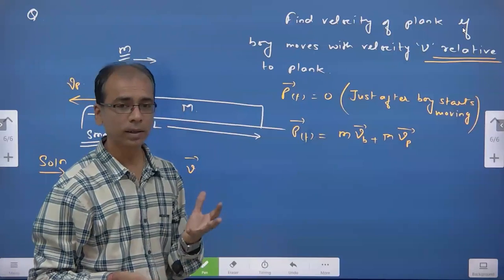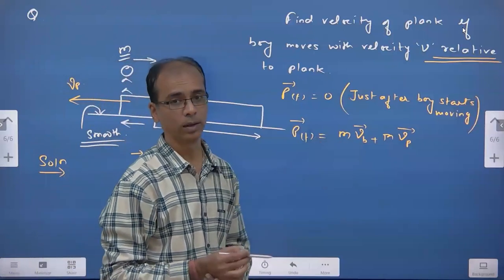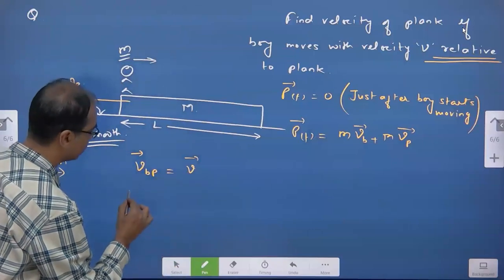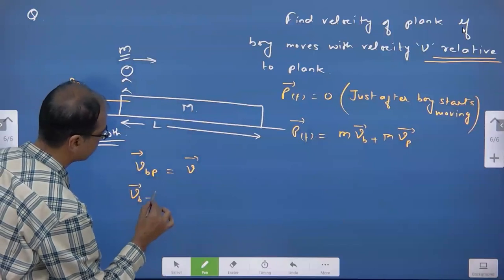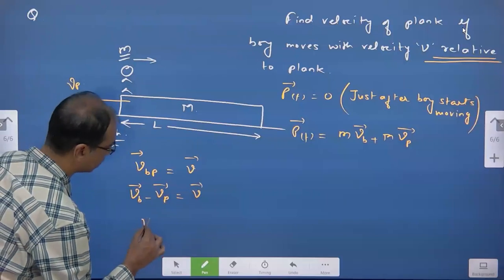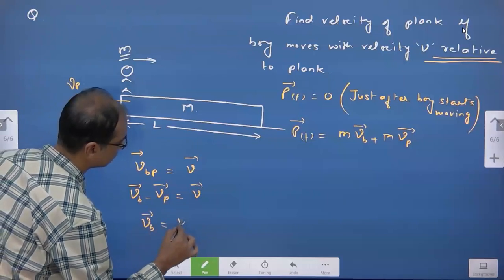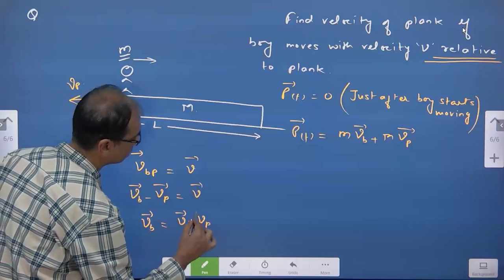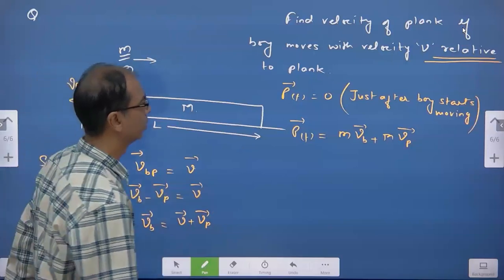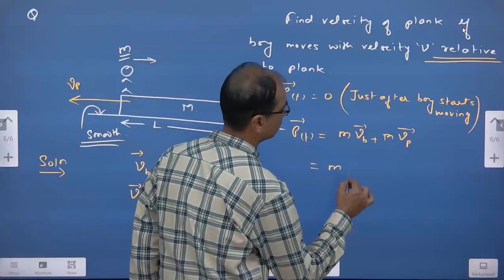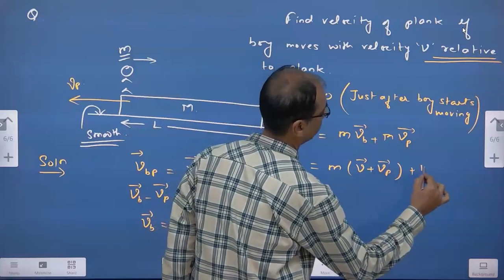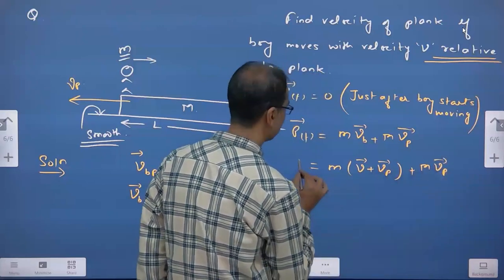But I don't require that relative thing. I require velocity of the boy. So I can't put v directly. We know the meaning of that: vb minus vp equal to v. So what is vb? v plus vp. Now I'm going to write it over here. m into v plus vp, plus M into vp. And this is equal to 0.